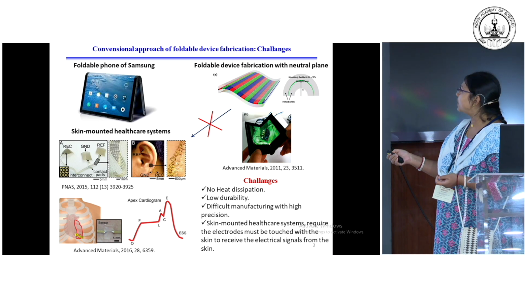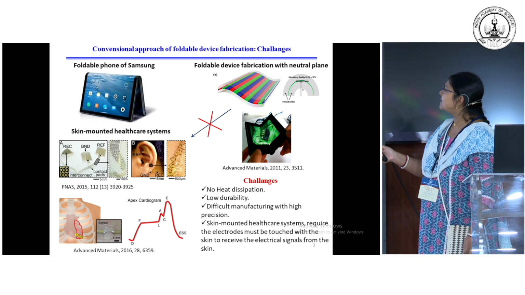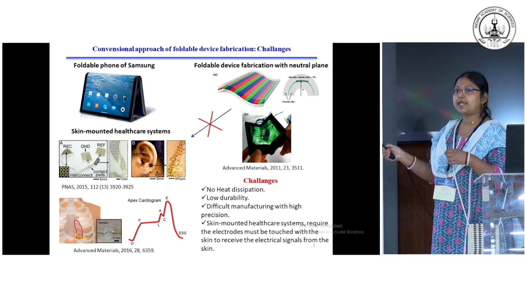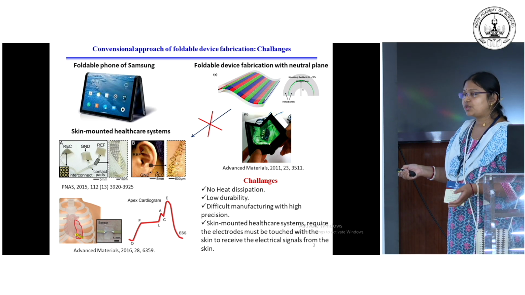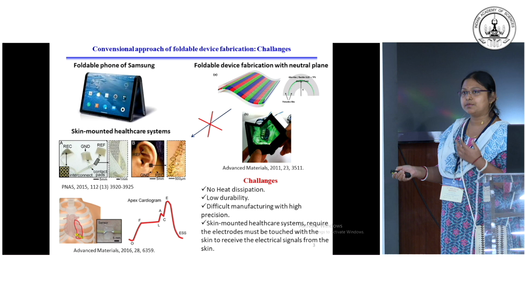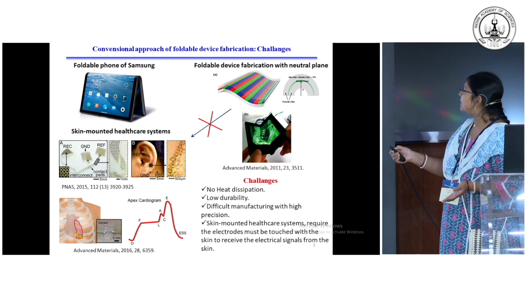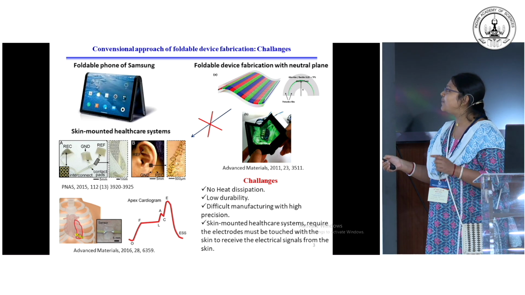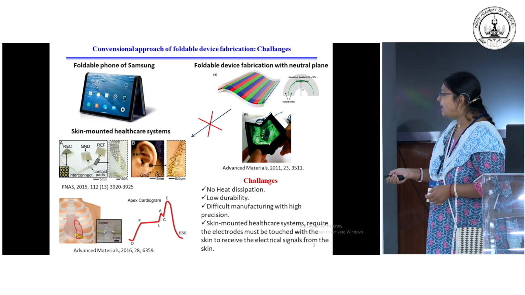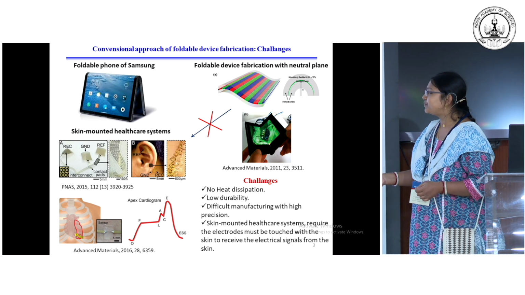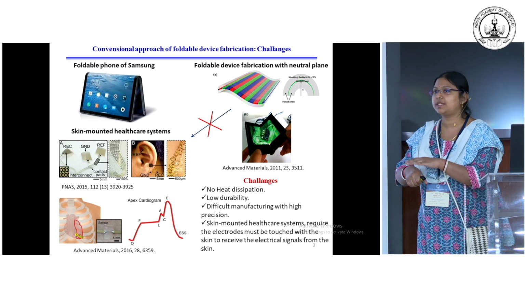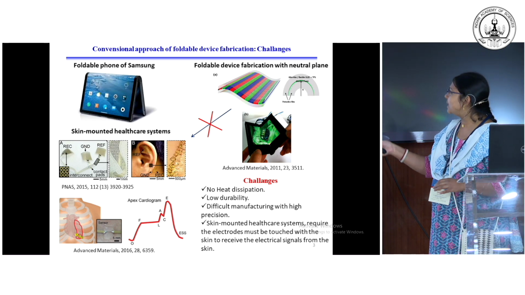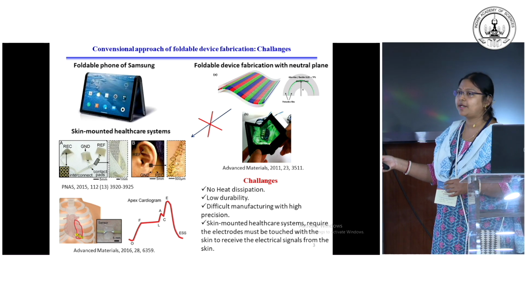The role of this neutral plane is to compensate the stress developed while folding the metal circuit. But this method has many drawbacks. For example, as the metal circuit is encapsulated between thick polymer layers, the heat developed cannot dissipate, so the durability of the circuit reduces. Secondly, the thickness of these two polymer layers must be exactly equal, which needs a very precise fabrication process. And thirdly, in healthcare devices the circuit must touch the skin so that it can receive the electrical signal from our body, but there the concept of the neutral plane will not work.